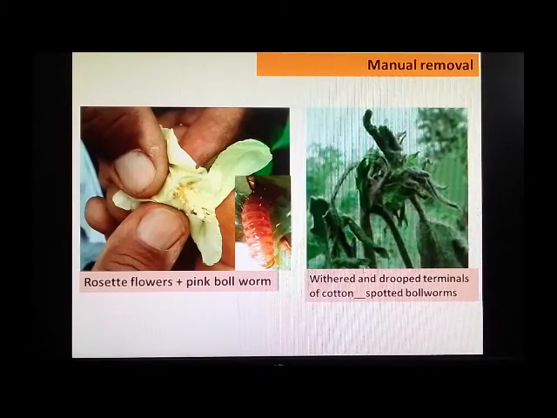And whenever the withered and drooped terminals of cotton are seen, actually those are the infestation of spotted bollworms which are there inside the particular twig of the plant. So if someone collects and destroys the withered and drooped terminals of cotton, then ultimately the spotted bollworms are killed by that mechanical method or manual method.